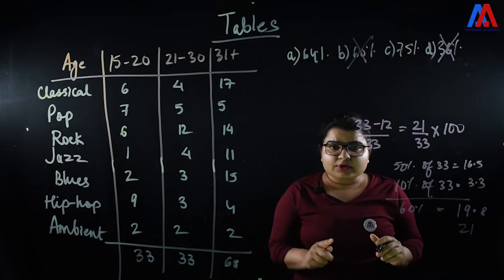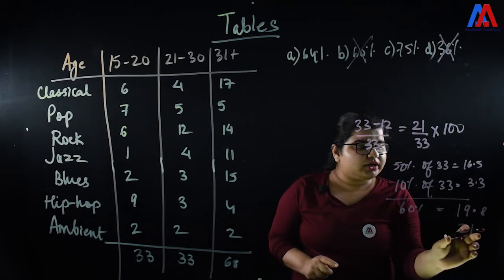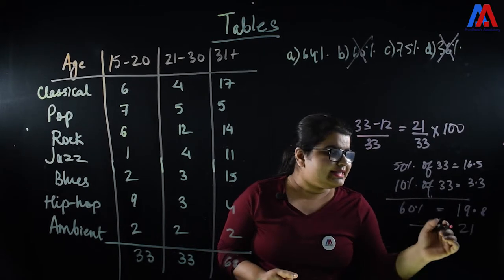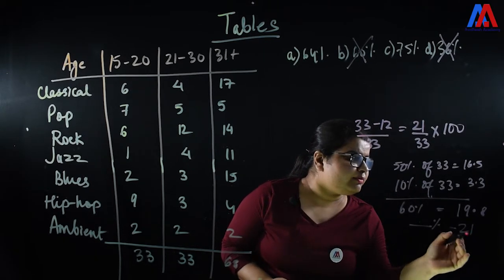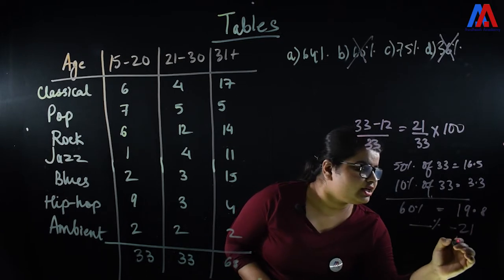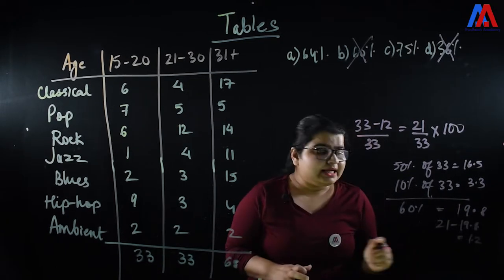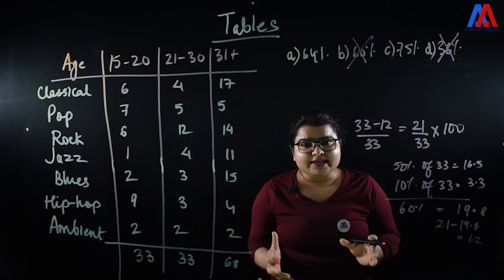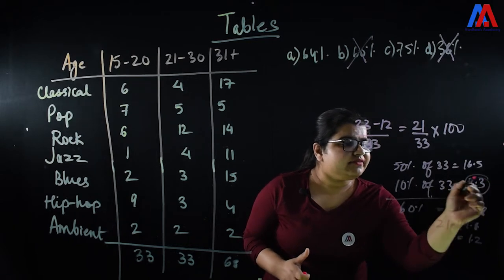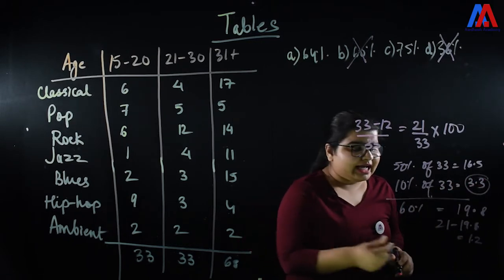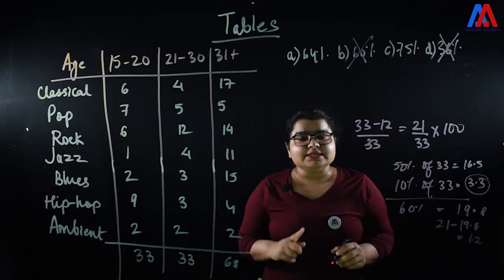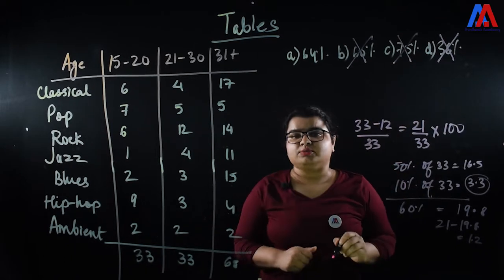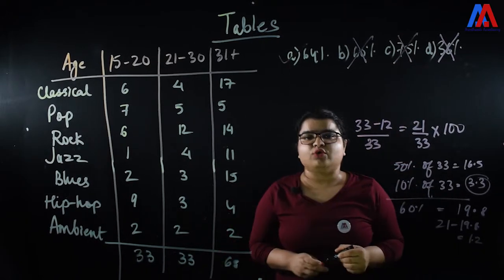But you will also notice that the required percentage will not be greater than 70, because the difference between 21 and 19.8 is just 1.2. Since for 70 we need another 3.3 and we only have 1.2, our answer should not exceed 70 as well. Thus, we can eliminate this option and our correct option would be 64%.